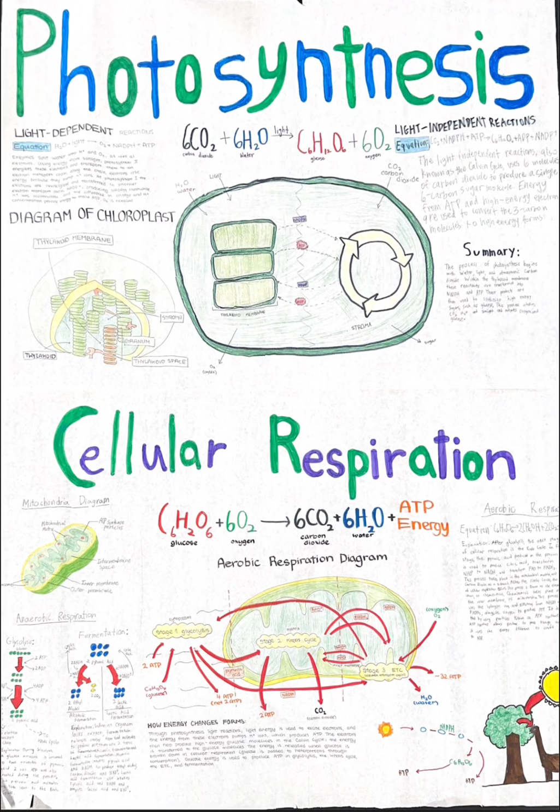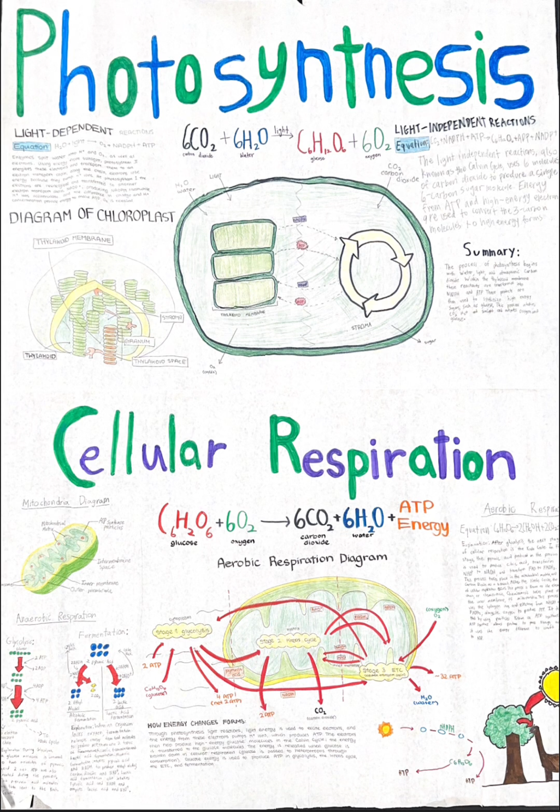This is our cell energetics modeling project. So starting with photosynthesis, the reactants for photosynthesis are carbon dioxide plus water, which turn into the products glucose and oxygen. The light-dependent reaction. So that equation is H2O plus light turns into oxygen plus NADPH plus ATP.